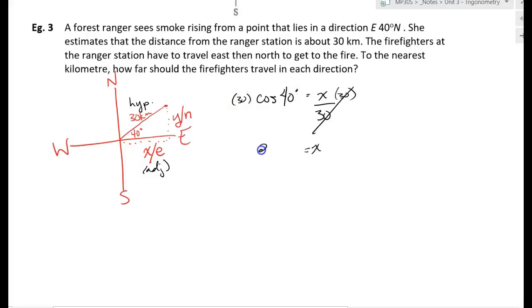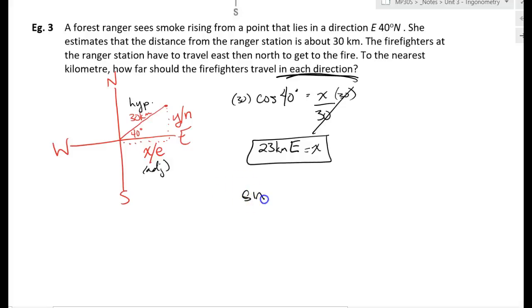That gives me 22.98. So I'm going to go just to the plain old nearest kilometer like it asks, which is going to be 23 kilometers east. So that's one of my 2 pieces of answers because it asks in each direction. So I'm going to keep them separate.